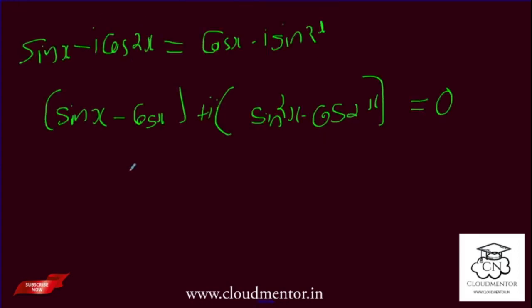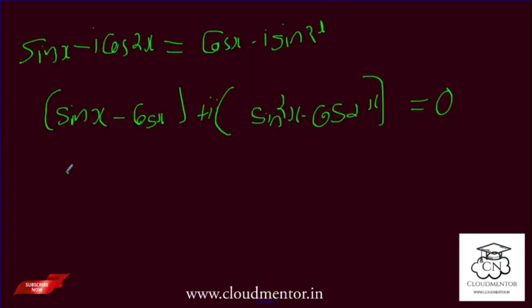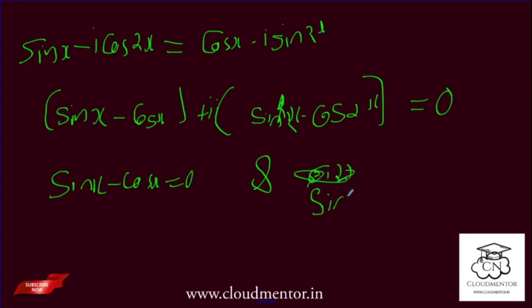So here we got that equating the real and imaginary parts, they must be equal to 0 because the RHS is 0. So we can equate sin x minus cos x equal to 0, and sin 2x, it is not square, okay, it's 2x, sin 2x minus cos 2x must be equal to 0, right?